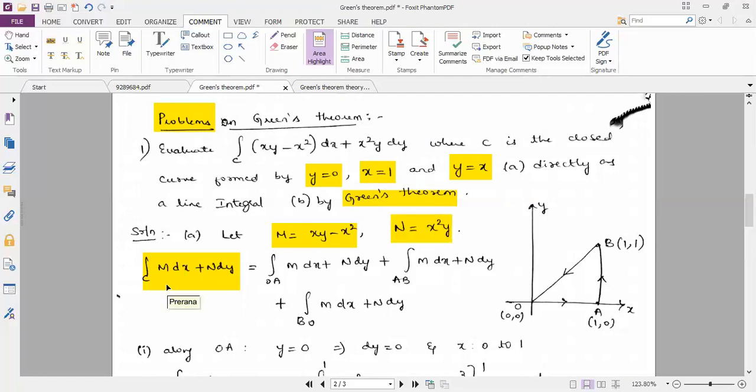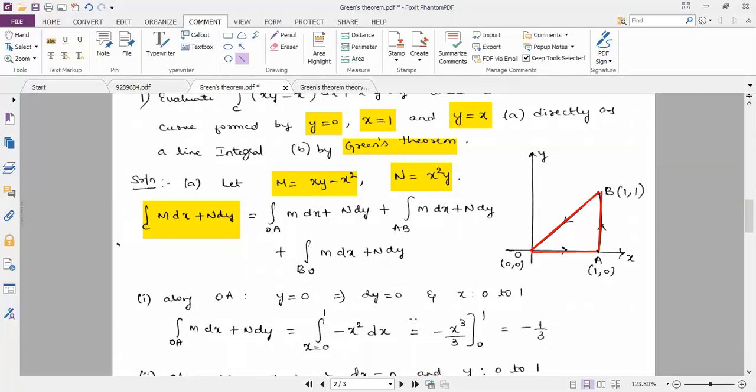Now, the integral over C of M dx plus N dy can be split, looking at the figure, into three different integrals: one along OA, secondly along AB, and lastly along BO. So we split it as the integral over OA of M dx plus N dy, plus the integral over AB, plus the integral over BO, obtaining the answer directly by the line integral expression.